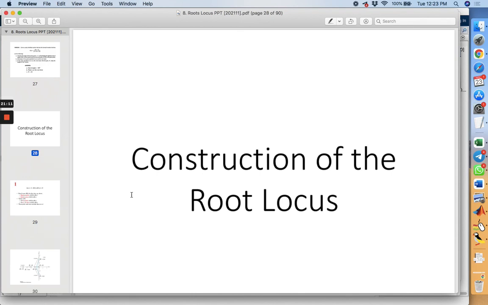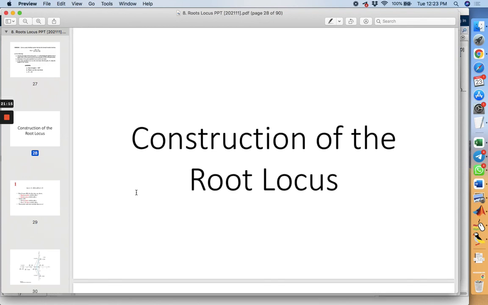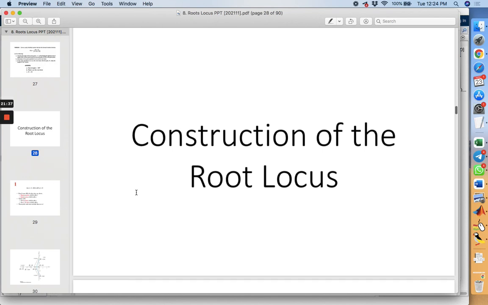It is time to proceed with the construction of the root locus. Actually, when I explained to you in the previous examples in MATLAB, I already showed you the things that we need to consider in order to construct the root locus. So in this case, what we want is to plot the root locus by hand without using the software. All right.